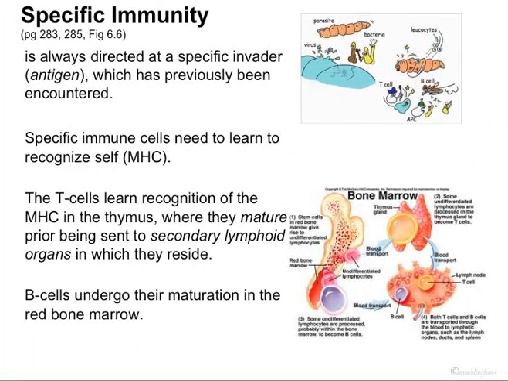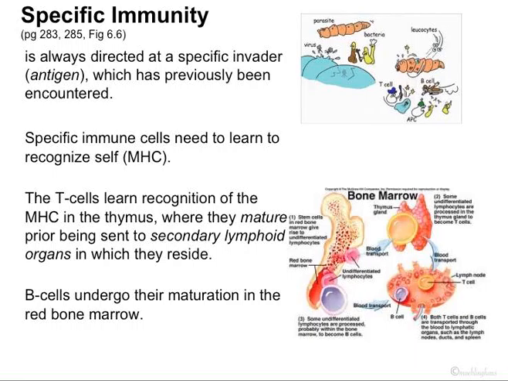So specific immunity is always directed to one specific invader. And the antigen is the part of that invader that we recognize and we can attack. And that invader has to be previously encountered. So we have to have learned who that is, what does it look like, so we can have the proper response to it.